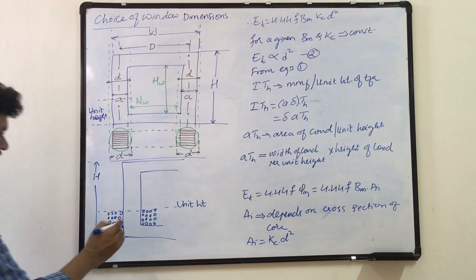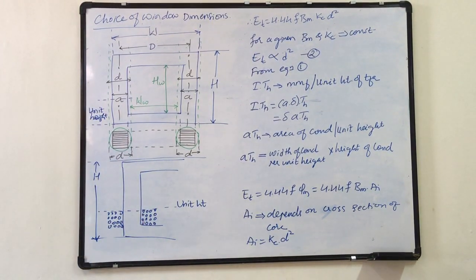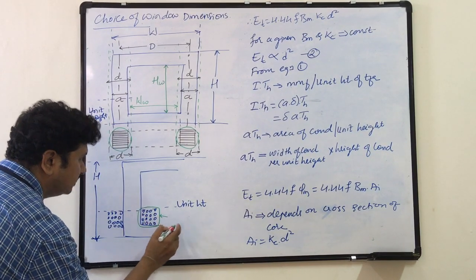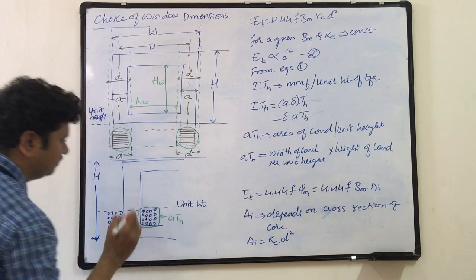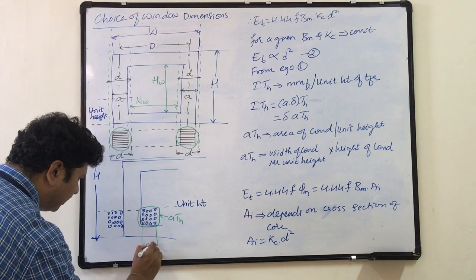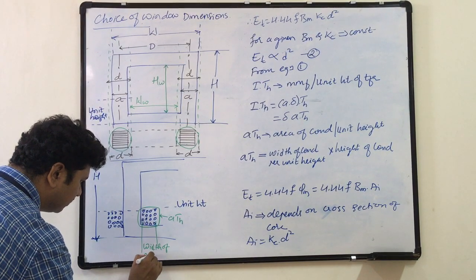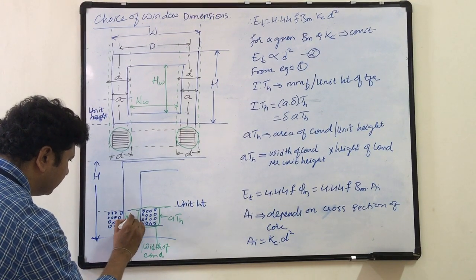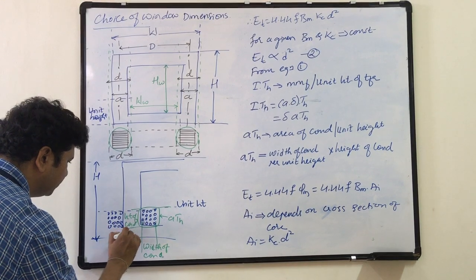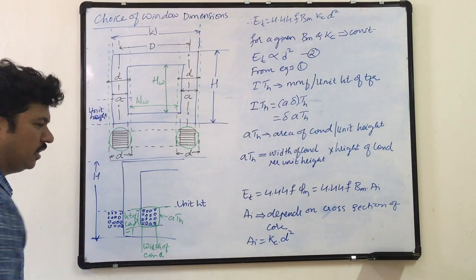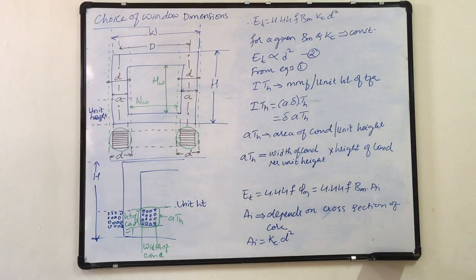Okay, so this is what area of conductor means. This is A into TH. This will give the width of conductor, and this will give the height of conductor, which is equal to 1, because it is unit height. It doesn't mean that one conductor is of 1 meter height. That is not the meaning.